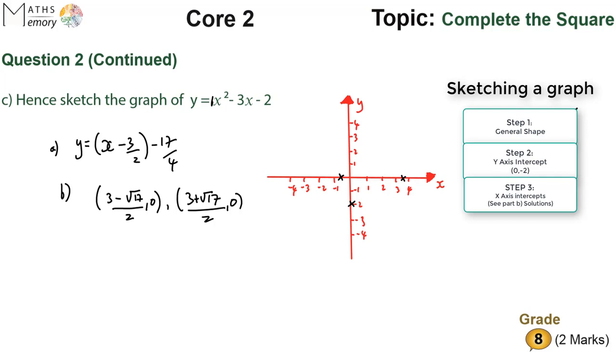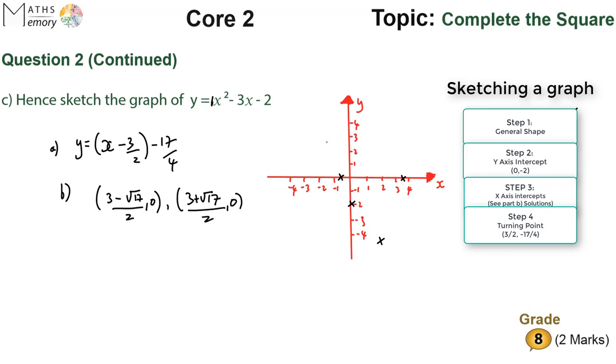Now the fourth one, the icing on the cake, is the minimum value. The minimum can be used from part A. The minimum value is going to be 3 over 2, the opposite value, remember, and the leftover number, minus 17 over 4, which we can see over here. So 3 over 2 is 1.5 across, and minus 4 and a bit down. Let's say it's over here. Now, I'm not the best at drawing, but let's see how we can draw this line.